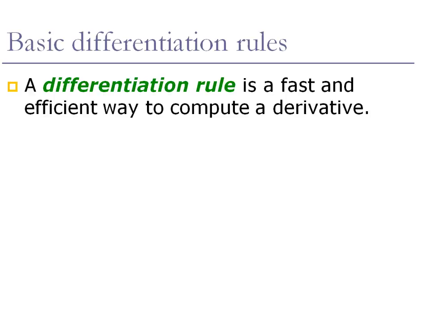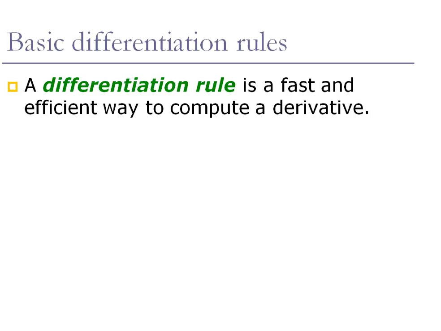So first of all, let me clarify that a differentiation rule is a fast and efficient way to compute a derivative. It is not what the derivative is. You cannot use it as the definition of derivative, but you can certainly use it to speed up your computation of derivatives. Also, because of that, each one of these rules that we're going to see needs to be proved. In other words, we have to show, going back somehow to the limit definition of derivative, that the rule works. Otherwise, we're not allowed to use it.